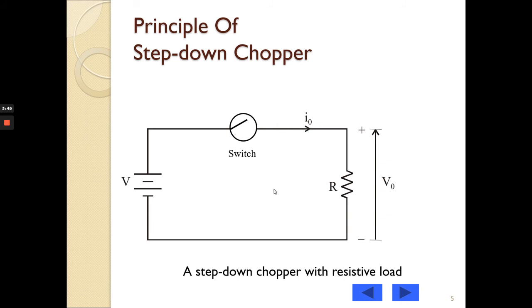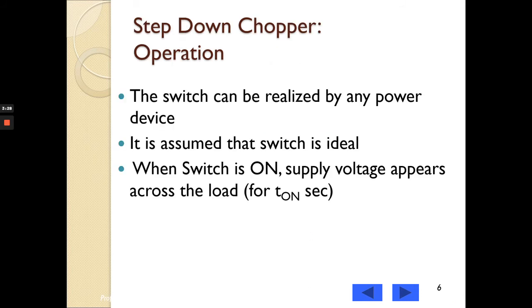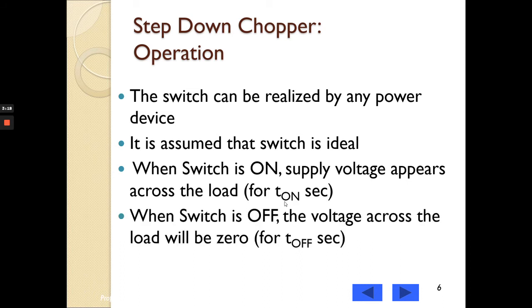This is the circuit diagram for a step-down chopper. The device is used as a switch. Supply voltage V is given and we are taking output voltage across the load, a step-down chopper with resistive load. The switch can be realized by any power device. It is assumed that the switch is ideal. When the switch is on, supply voltage appears across the load for T on seconds, and when the switch is off, the voltage across the load will be 0 for T off seconds.